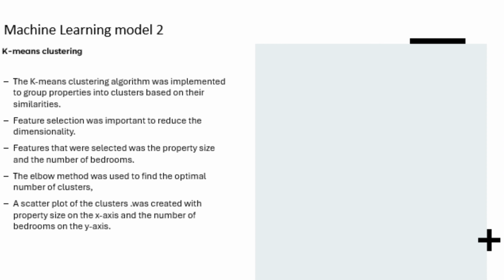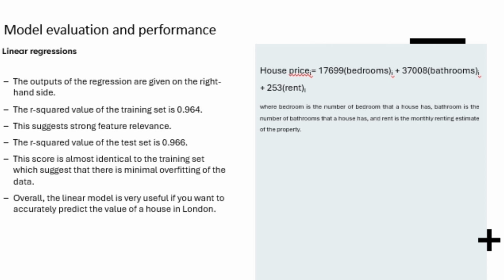The outputs of the regression are given on the right-hand side, with the weights of each explanatory variable being displayed. The results show that on average, having an extra bedroom increases the value of the property by around £17,500, and having an extra bathroom increases the value by £37,000, and an extra unit increase in the monthly rent is associated with an increase in the property value by £253.